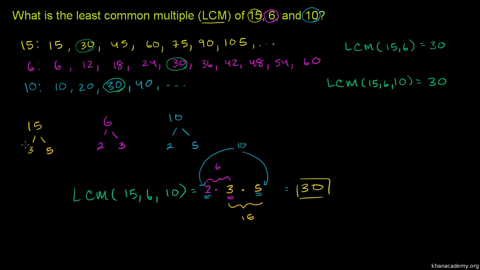This second way is a little bit better if you're trying to do it for really complex numbers, numbers where you might have to be multiplying for a long time. Either way, both of these are valid ways of finding the least common multiple.